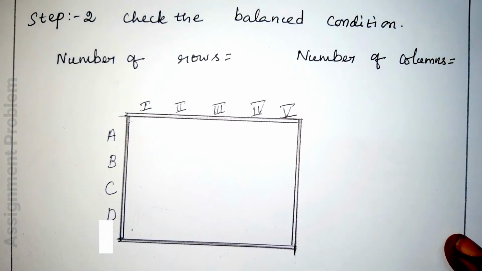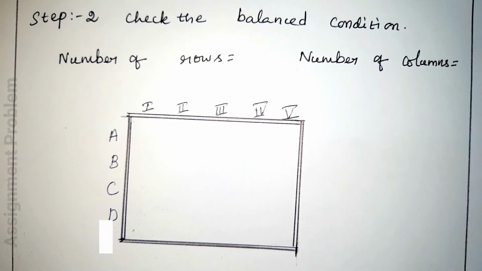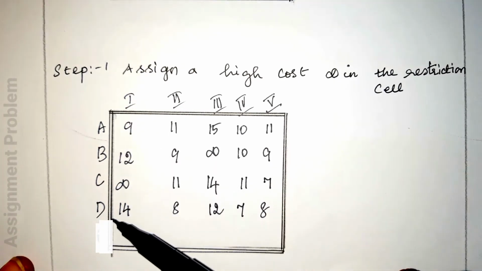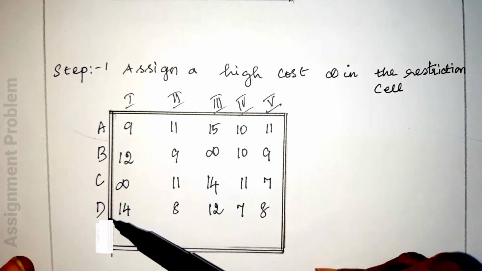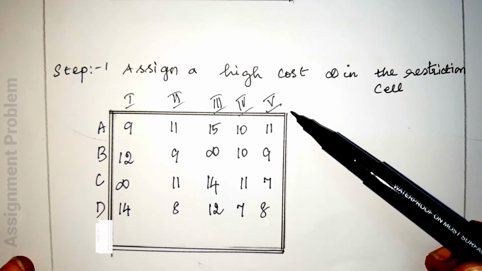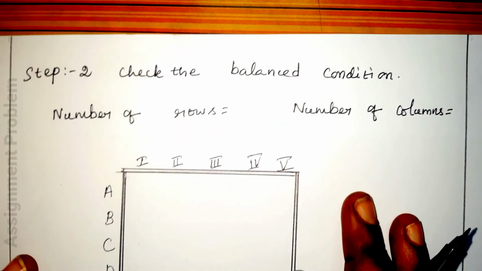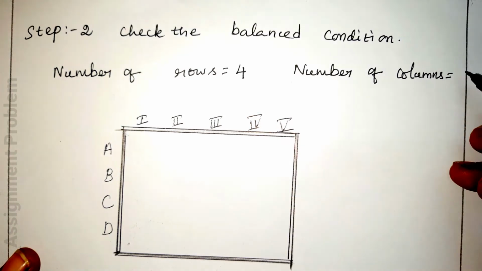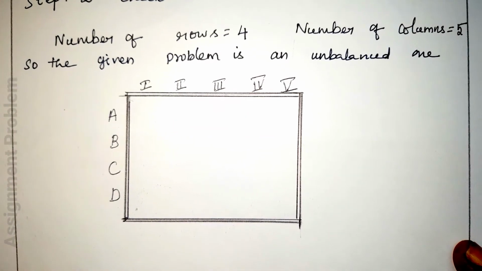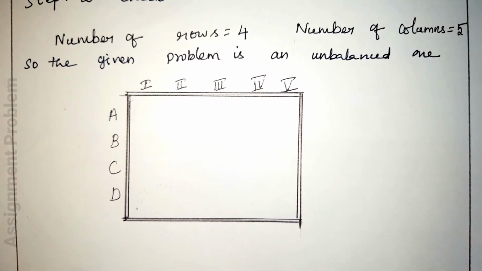Next step, we have to check the balanced condition. In the given problem, we have 4 machines and 5 locations. So number of rows is equal to 4, number of columns is equal to 5. So the given problem is an unbalanced one. Here number of rows is not equal to number of columns, so the given problem is an unbalanced one.